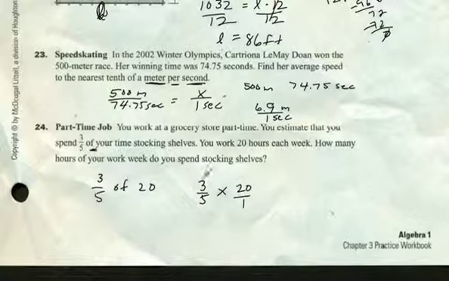So instead of multiplying across, let's simplify first. 5 goes into 5 once. 5 goes into 20 four times. So I actually have 3 times 4 is 12. 1 times 1 is 1, so I don't need it.